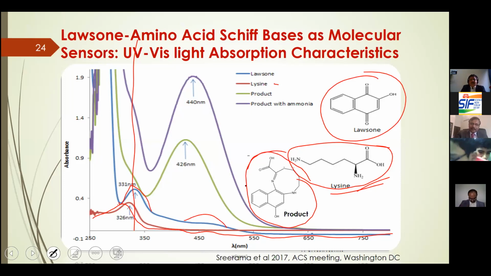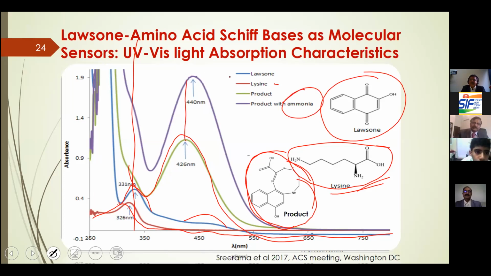And when we prepare this compound, notice how nicely it produces that new peak, suggesting we have produced a new compound, and it absorbs really strongly. And I showed you the color of the compound before. Now we added some ammonia into that compound, and notice what happens to the absorption. It jumps, it shoots up. So essentially this demonstrates that this lawsone amino acid compound we have produced is a molecular sensor.